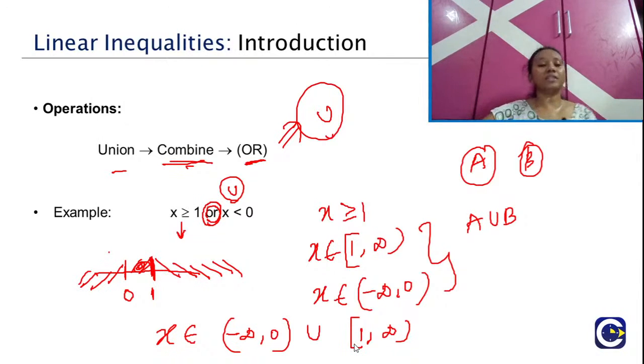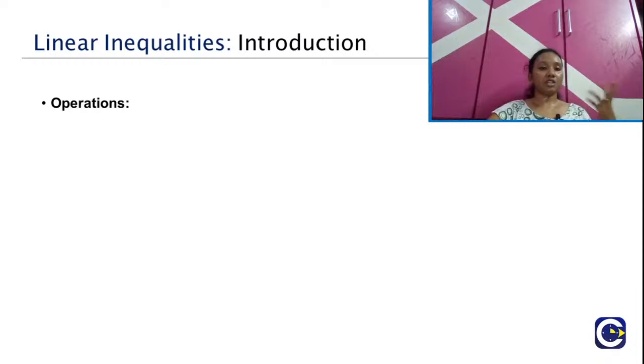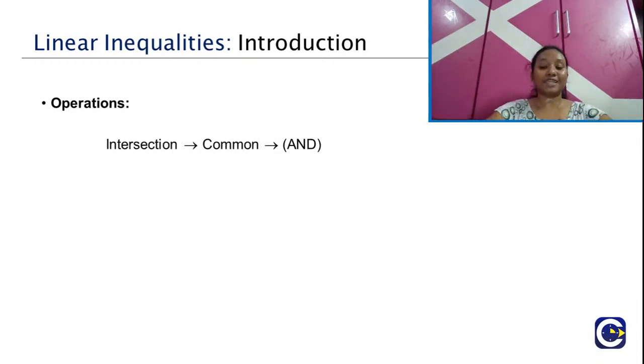So what will be the second operator? The second operator will be the opposite of it, that is intersection. What do we mean by intersection in sets? Intersection is nothing but the common area.